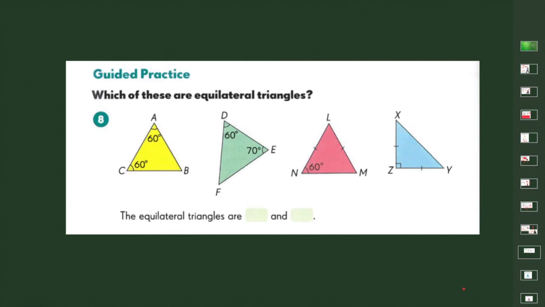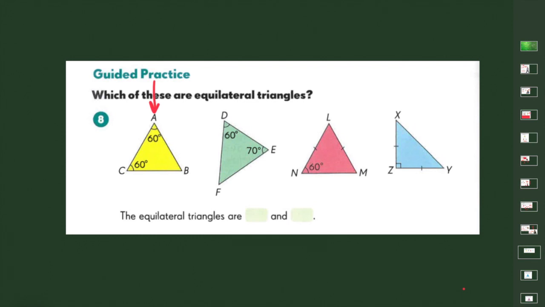So now I want you to use what we've just talked about, that in an equilateral triangle, all angle measures are 60 degrees. And I want you to see if you can find the 2 equilateral triangles in this grouping. Pause the video, reason through it, and then be able to defend your choices of which triangles were equilateral triangles.